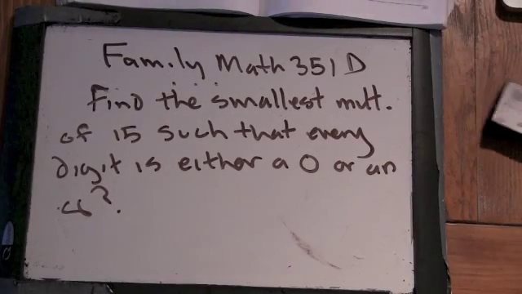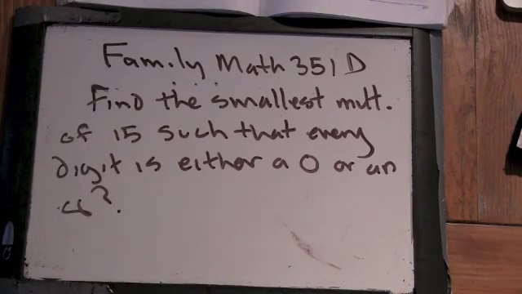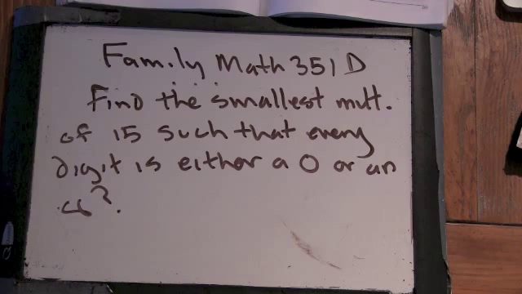Okay, so this is a problem from Art of Problem Solving's Intro to Number Theory book, and it says it's an old AMC problem. So I'll find where it is and I'll link it. But the question is this: find the smallest multiple of 15 such that every digit is either a 0 or an 8. Well, that's a strange question, right? How do we know that a number like that even exists?